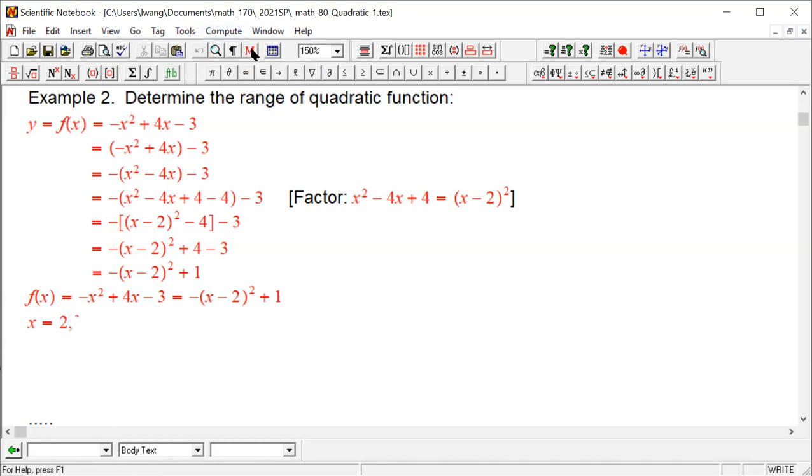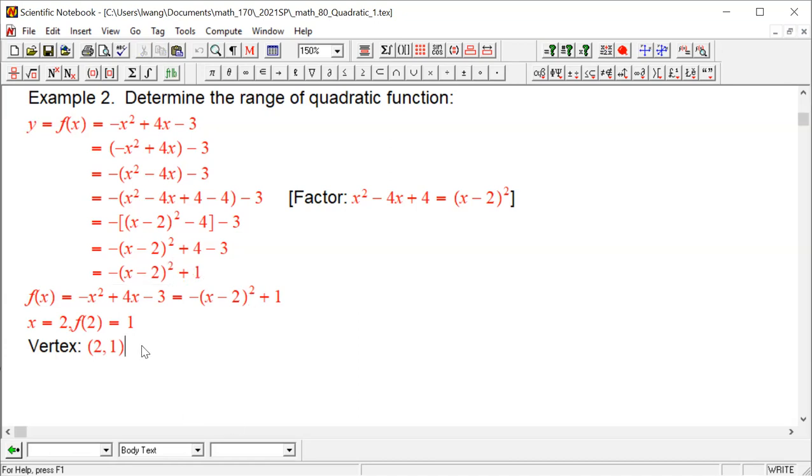f of 2, okay, if you replace x by 2 in either form, we're going to get the output equals 1. This tells us the vertex is 2, 1.